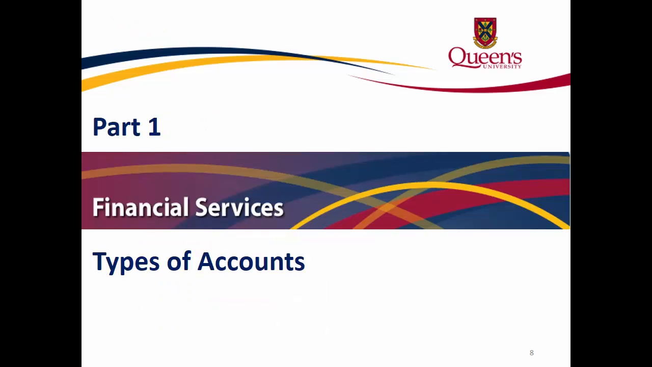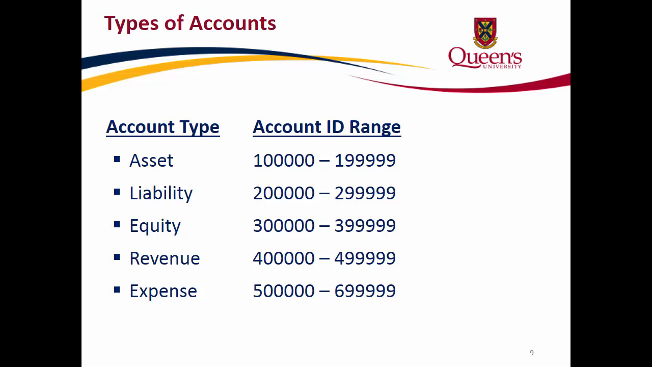Part 1. Types of accounts. Types of accounts at Queen's will include asset accounts, those that begin with 1, liability accounts beginning with a 2, equity accounts that begin with 3, revenue accounts beginning with a 4, and expense accounts that will begin with a 5 or a 6.